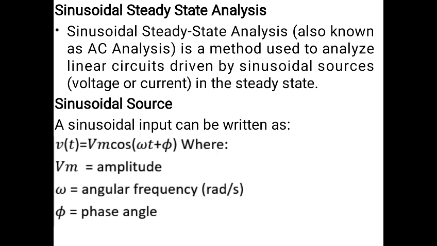Sinusoidal source. A sinusoidal input can be written as v(t) = Vm cos(ωt + φ), where Vm is the amplitude, ω is the angular frequency in radians per second, and φ is the phase angle.